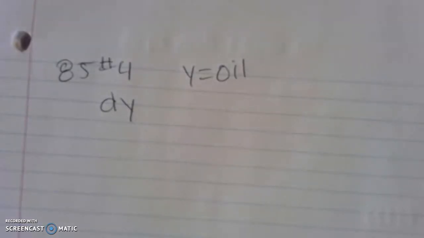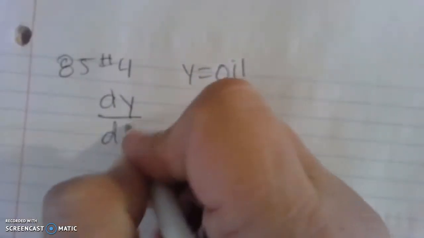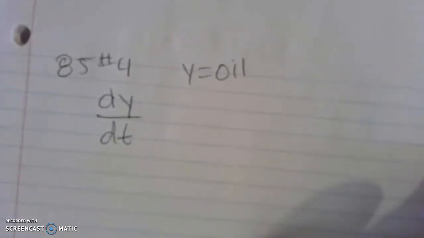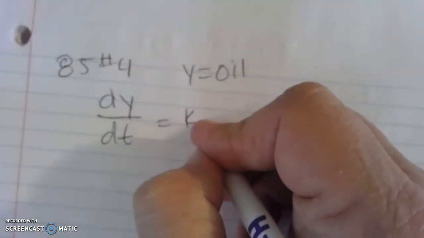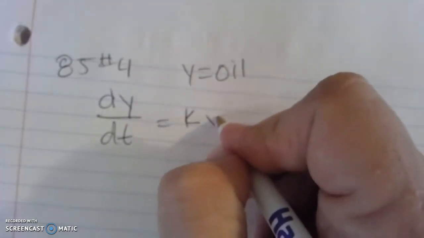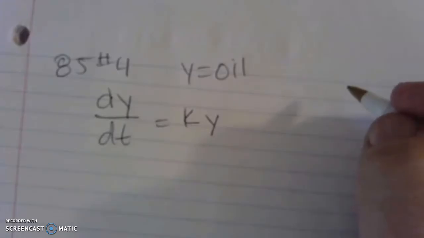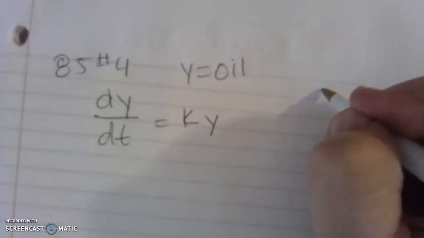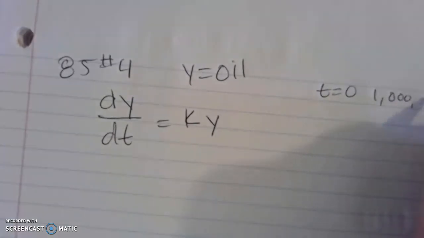Y represents the oil. The oil being pumped in, dy, at a certain rate, and it's always pumped in relationship to time, is proportionate to the oil left in the well. So ky. And y is the amount of oil left in the well. Initially there were 1 million gallons. So at time equals 0, we know there was 1 million.